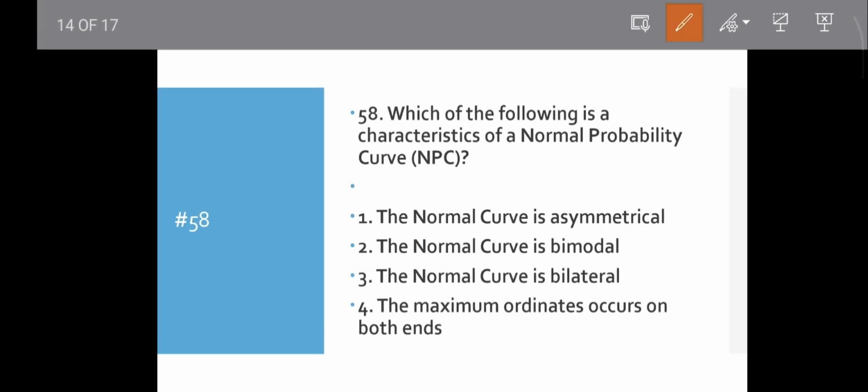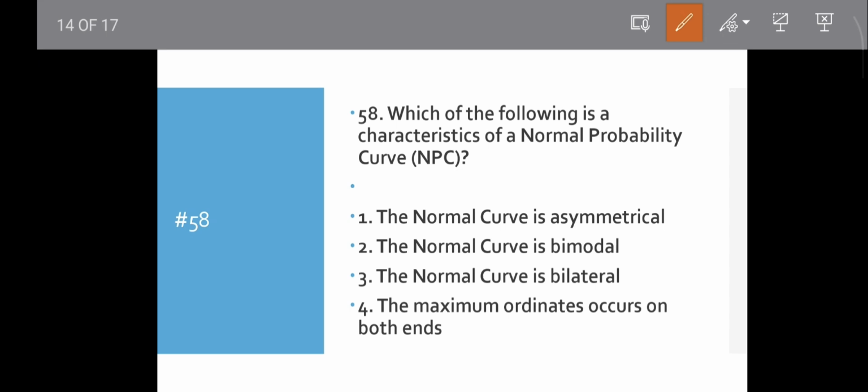Question number 58. Which of the following is a characteristic of the normal probability curve, NPC? The normal curve is asymmetrical. The normal curve is bimodal. The normal curve is bilateral. The maximum ordinate occurs on both ends.